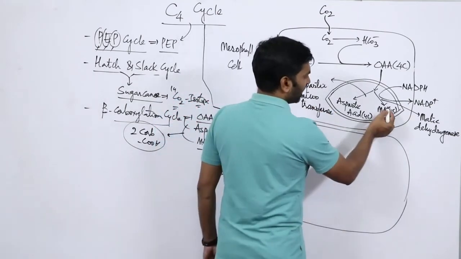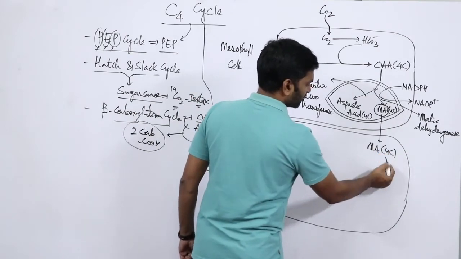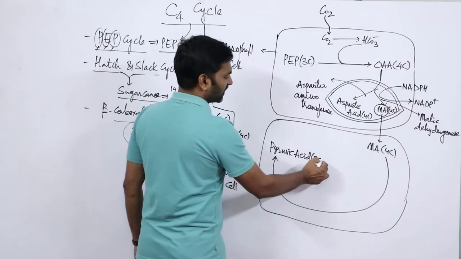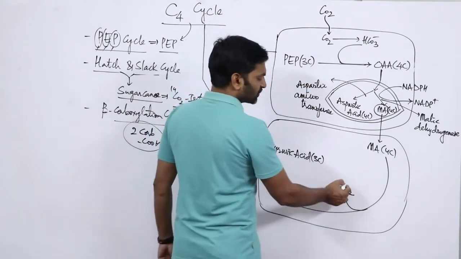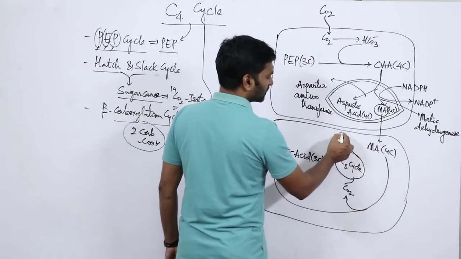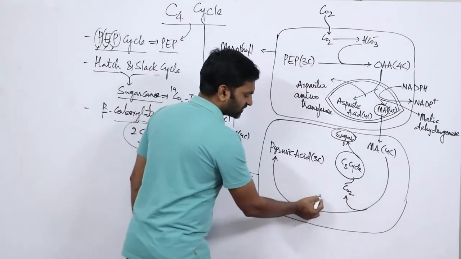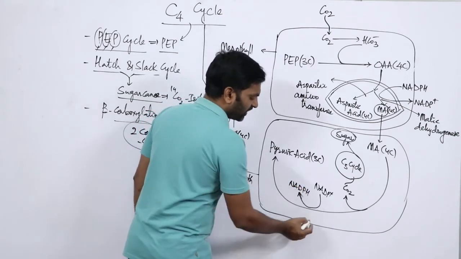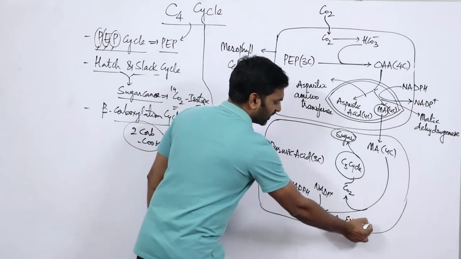Now this malic acid enters into where? The bundle sheath cell. This is malic acid, a 4 carbon compound, and there is a formation of pyruvic acid. Pyruvic acid is a 3 carbon compound. Then what happens here? 1 carbon dioxide is lost. This carbon dioxide is involved in the C3 cycle, and due to the C3 cycle there is a formation of sugar. Clear? For this reaction, NADP plus is converted into NADPH, and the enzyme is NADP malic enzyme.